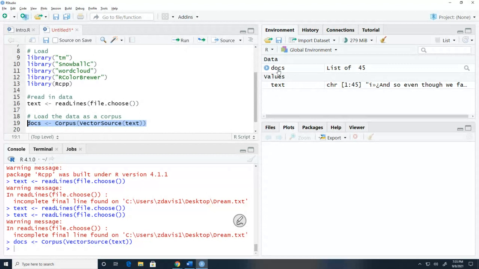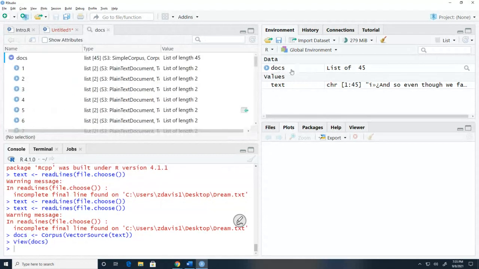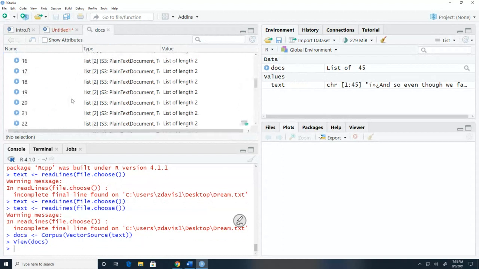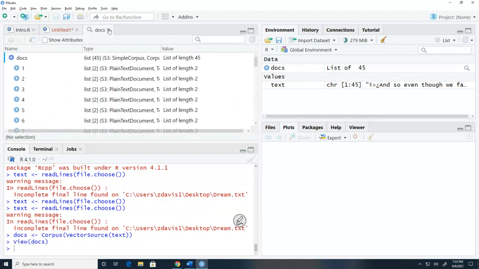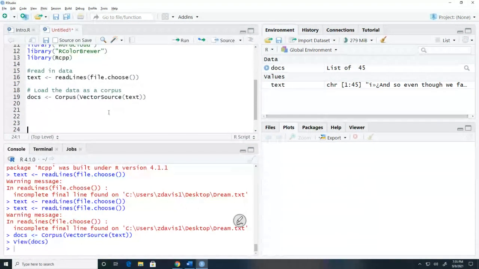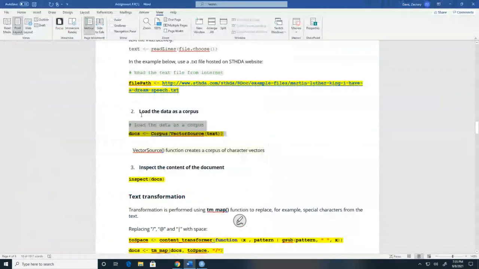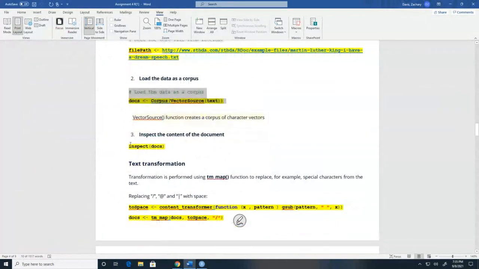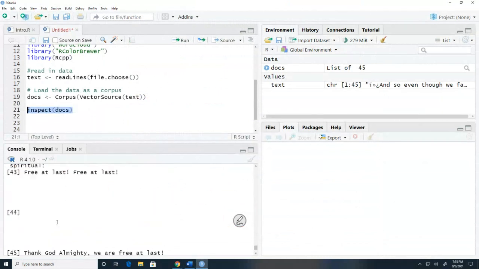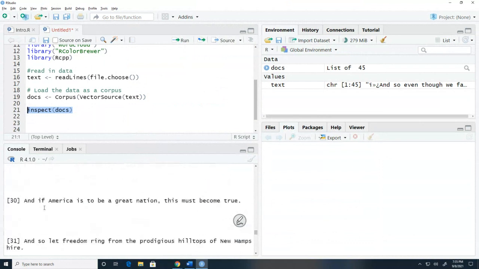Turn it into text, into data, and you'll see that when you click on it, you can view where the data is. In this instance, because of the structure of the data, it's not as intuitive as what we'll do when we pull in Excel data. But if we actually want to look at the data, we can do inspect. It'll make a mess, but you can see that it broke it down into 45 lines.